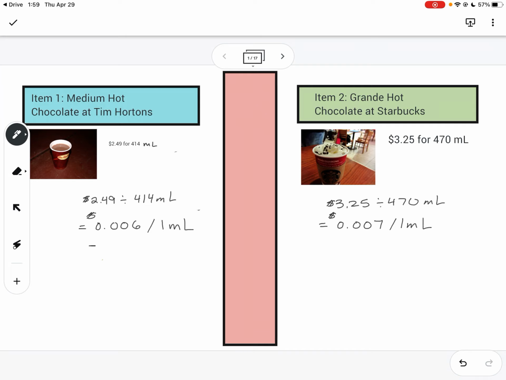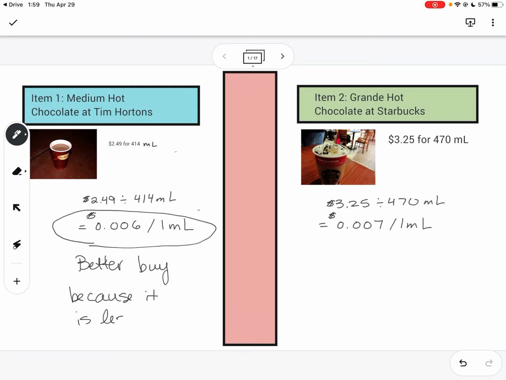So based on these two, I would pick the Tim Hortons hot chocolate as the better buy because it is less expensive.